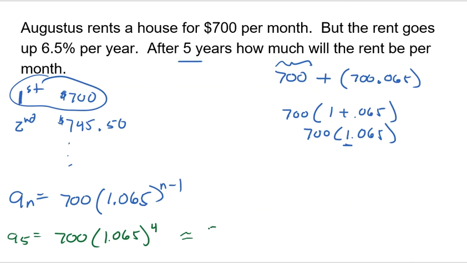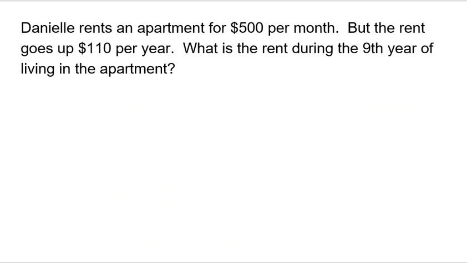$900.53. So $900.53 is going to be his price of rent in 5 years. So maybe at that point he wants to start thinking of another house to rent, because that's going to start to get pretty costly.